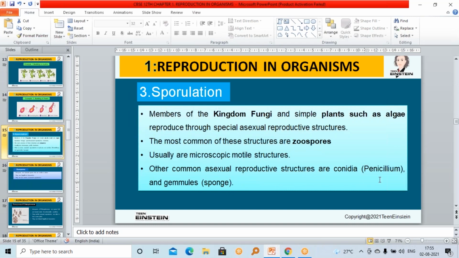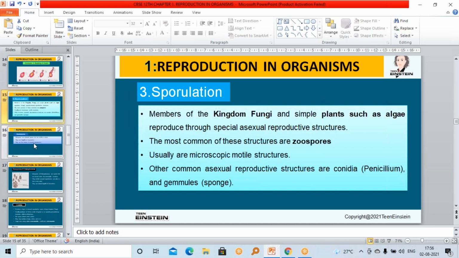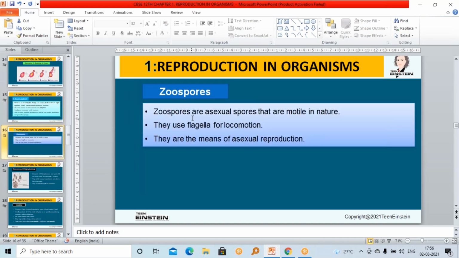While teaching kingdom fungi, I taught you about zoospores. Usually they are microscopic motile structures. They are microscopic, but they are motile. And common asexual reproductive structures are conidia and gemmules. In sponge, you can see gemmules. Conidia are present in penicillium. So the first one is zoospores.